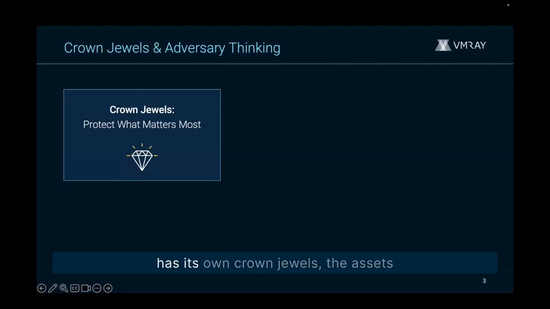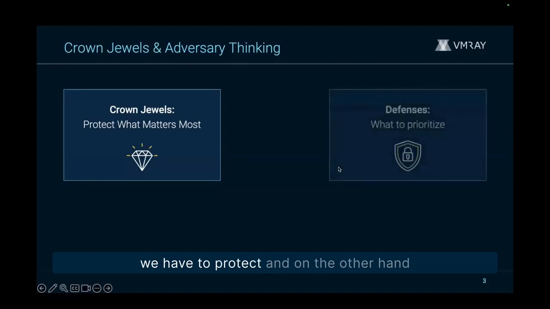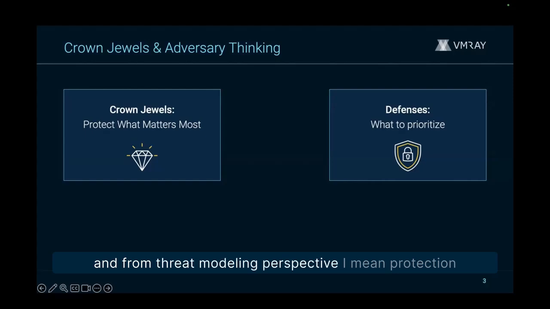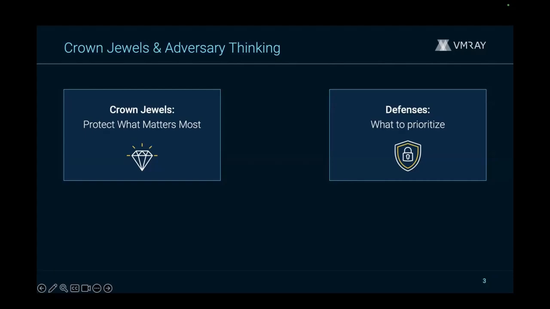Every organization has its own crown jewels, the assets we have to protect. And on the other hand, we would like to defend. And for that, we want to prioritize the tools and resources. Also, we want to identify the tools needed. And from a threat modeling perspective, protection is not just about network and endpoint.